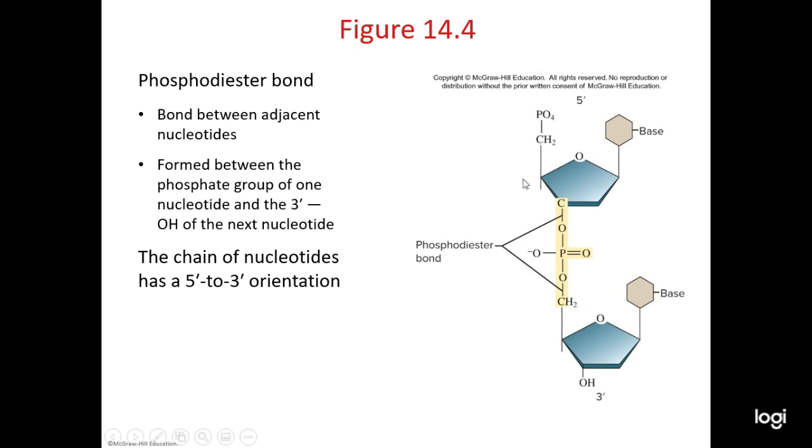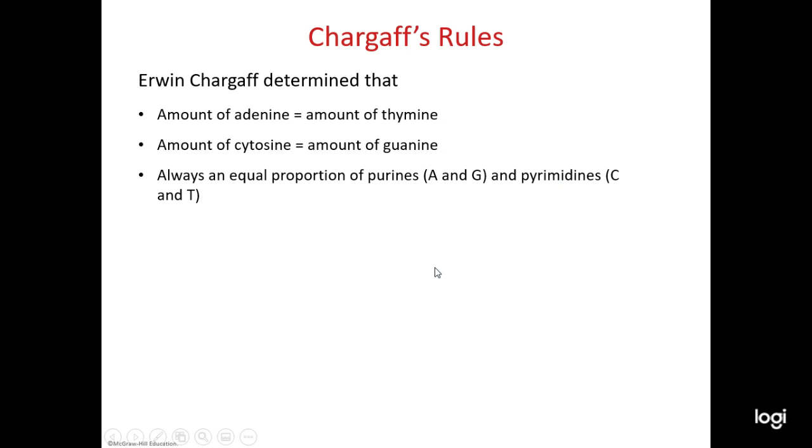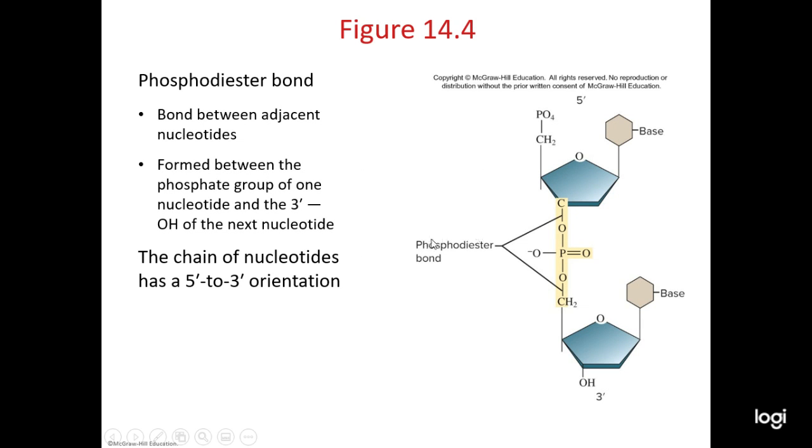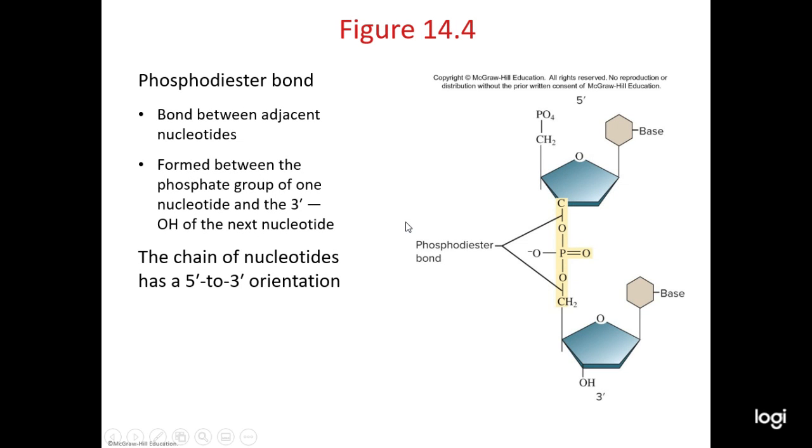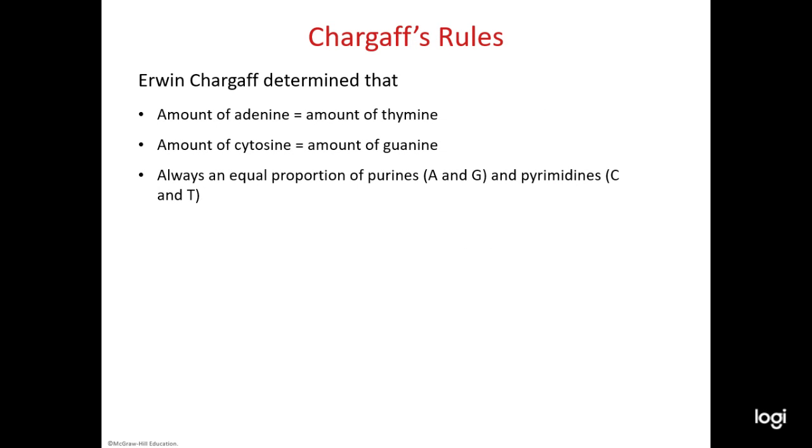This is a stylized whole nucleotide. We have the phosphate group, we have the pentose sugar, we have the nitrogenous base. That's one nucleotide, and it is connected to another nucleotide by a phosphodiester bond. And no, you don't have to remember the structure. You have to remember phosphodiester bond, right? So if I ask you what holds nucleotides together in the backbone, you're going to choose phosphodiester bond, right?